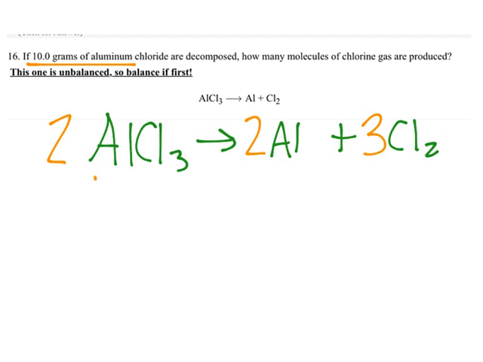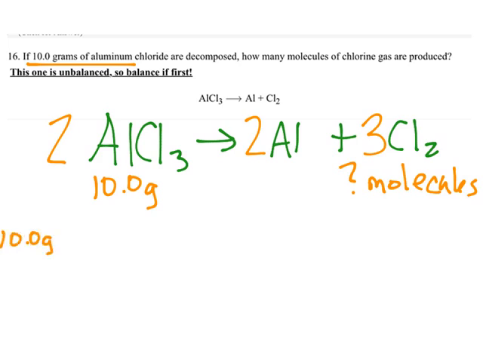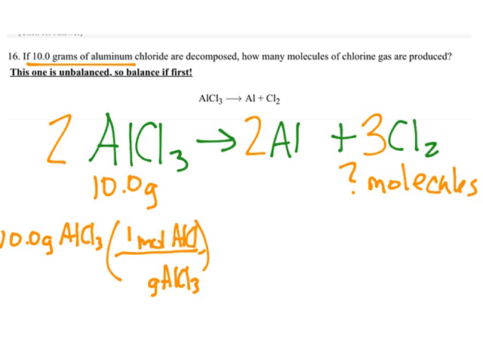If 10 grams of aluminum chloride are decomposed, 10.0 grams of this guy, how many molecules of chlorine gas are produced? So I'm going to have to use Avogadro's number here at the end because I'm trying to go to particles. So 10.0 grams AlCl3, grams of AlCl3 on the bottom, moles of AlCl3 on top. 1 mole, we'll add this together, 26.98 plus 35.45 times 3 is 133.33 grams.